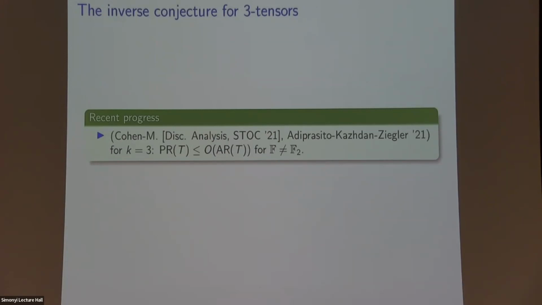There have been some recent cracks in this problem. For k equals 3, this conjecture was shown. This is the first paper with Alex, and also independently Adiprasito, Kazhdan, and Ziegler, who proved that partition rank is equal to analytic rank up to a constant for 3 tensors specifically. Mendel also mentioned that an important component here is a paper by Bergson, and I think we will hear about that paper tomorrow.